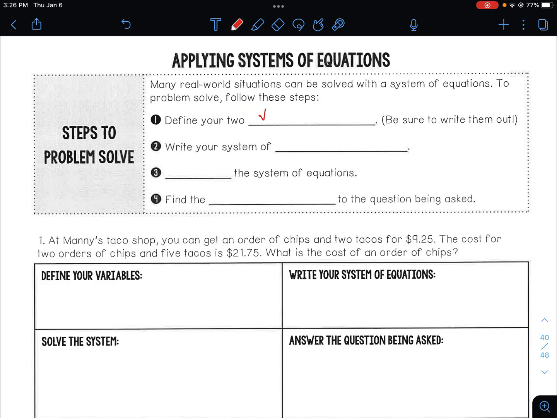Define your two variables. You need to explain what the x and the y are. Be sure to write them out. That helps. Write your system of equations. So you need to convert your stories into equations. And then solve the system of equations. You need to solve your system of equations and find the answer to the question being asked.